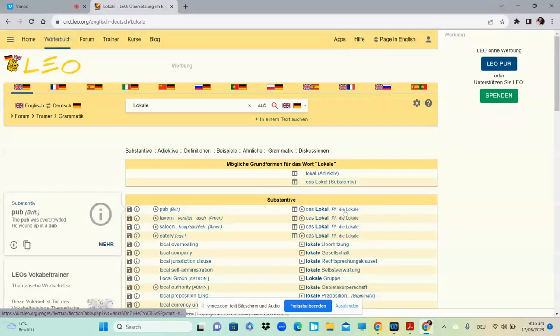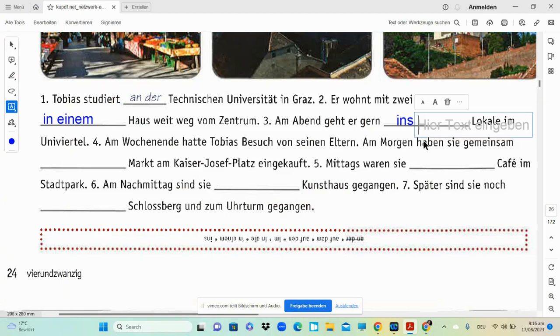It's Lokale, na? So it has to be die, not das. So it won't become, it's ins instead of im. It has to be in die Lokale im Universität. Okay.